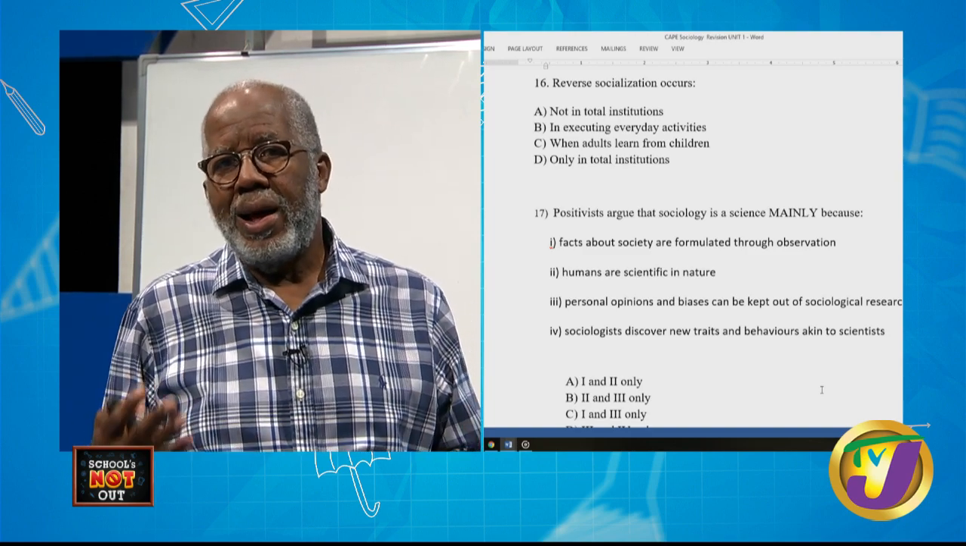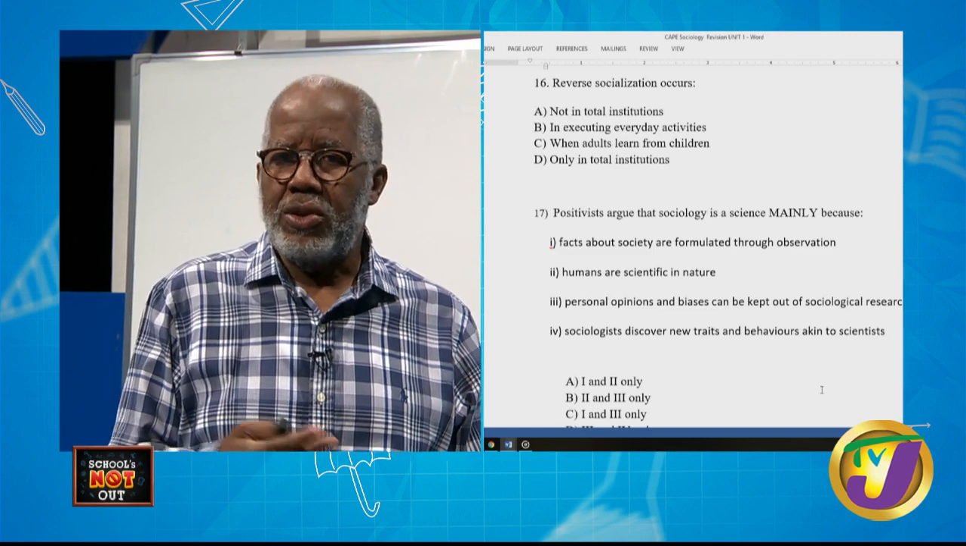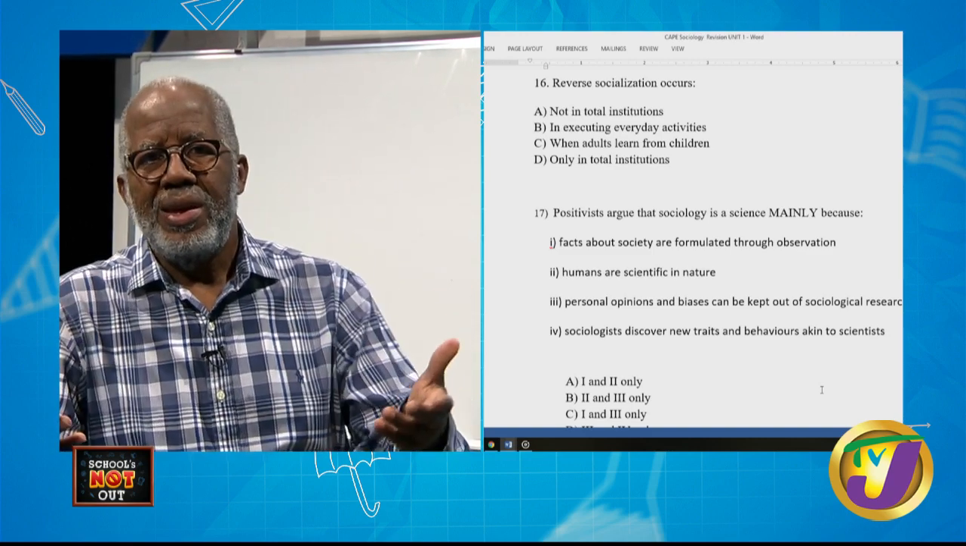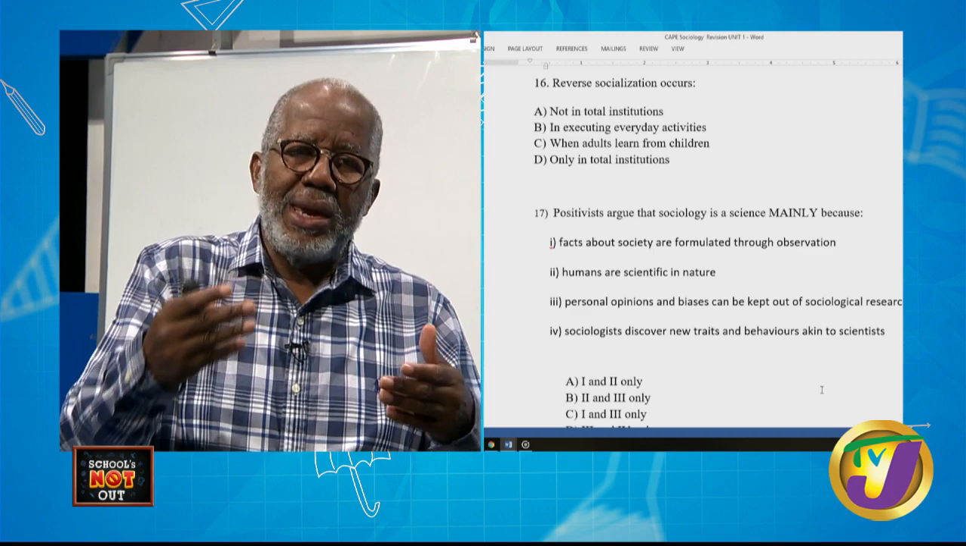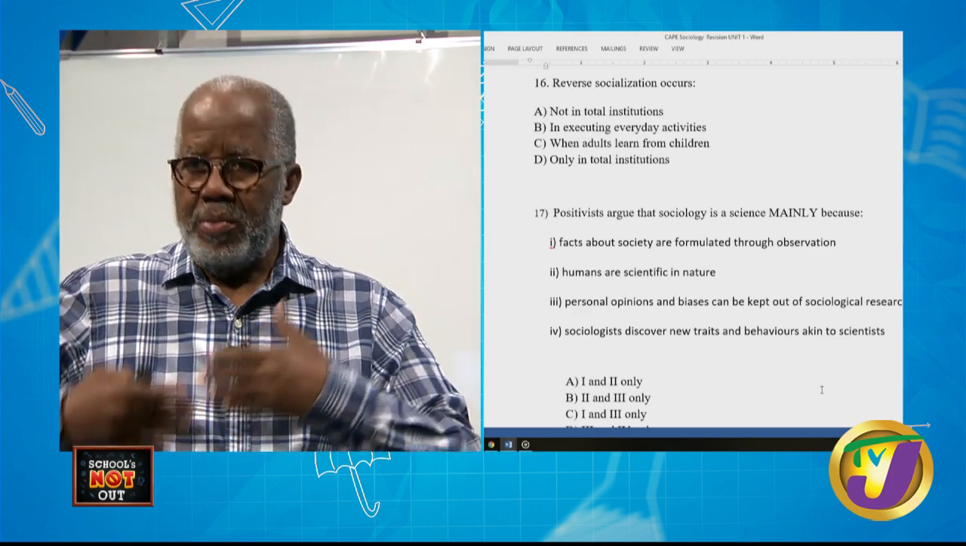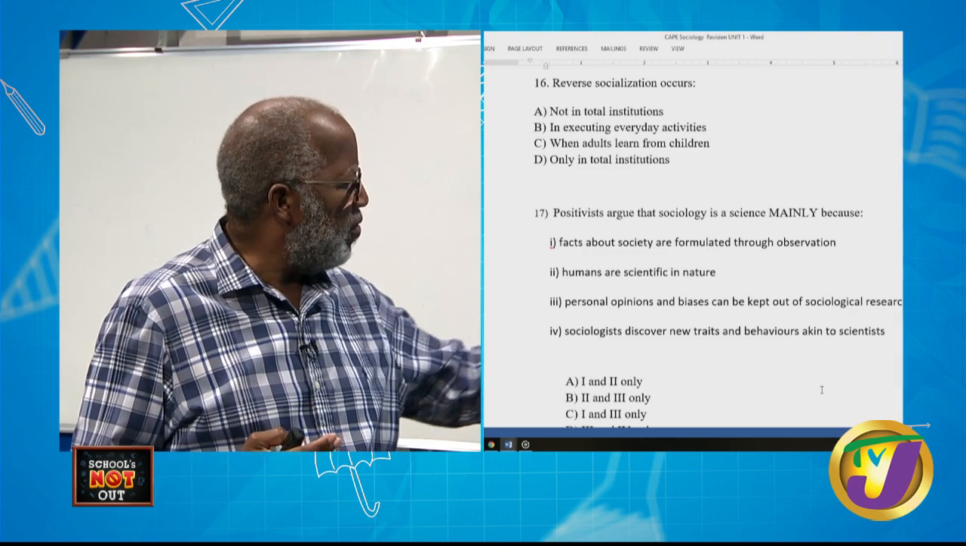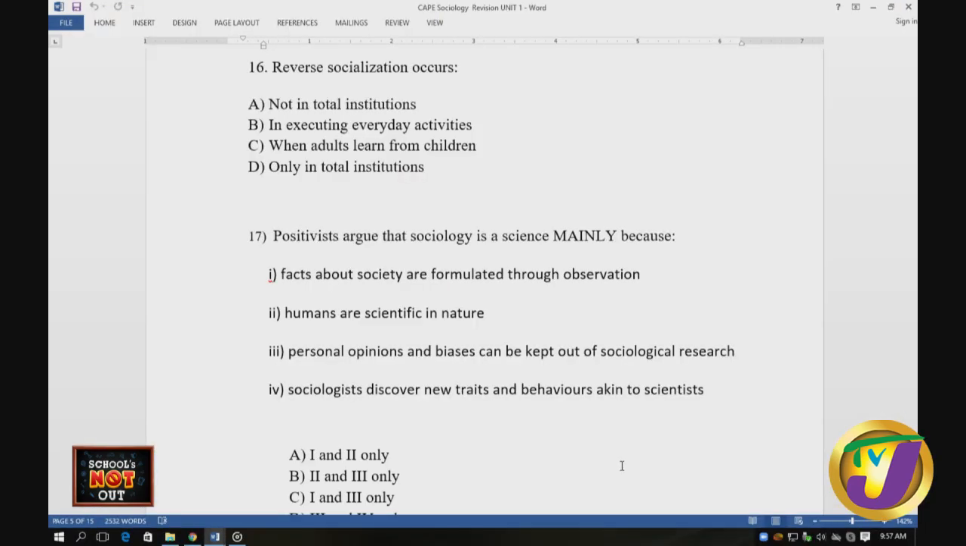So a sanitarium, what we in Jamaica call a madhouse, is a total institution. A prison is a total institution. The thinking is that you're going in as half crazy, but you come out as being sensible, and so on. And so we look at this one. So reverse socialization is not that you reverse or think in terms of socialization. So we said not in total institution.